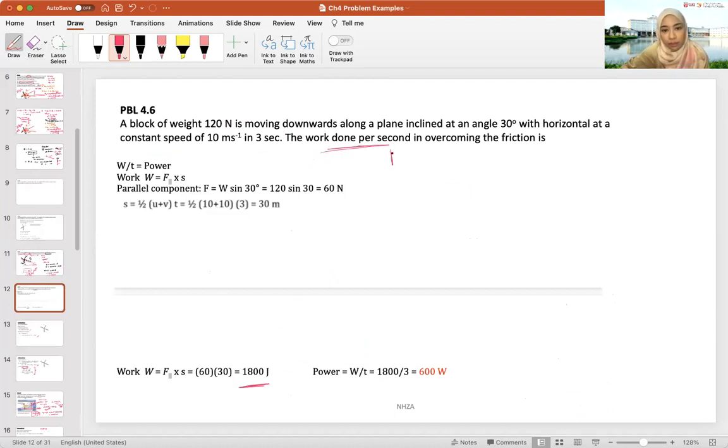This is the definition of power. That's why I wondered, why is it asking about power? Right, it is indeed asking about power. So power is work done over time. So 1,800 over 3, you would get 600 watt. So this is the final answer. The work done per second is power. Okay, so it is 600 watt. The unit for power is watt.